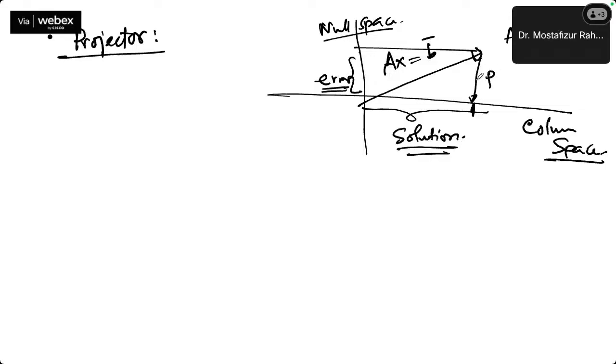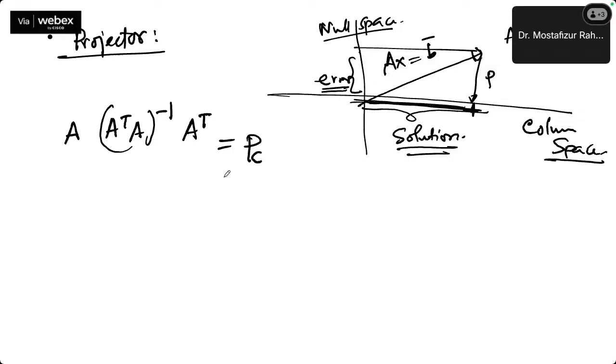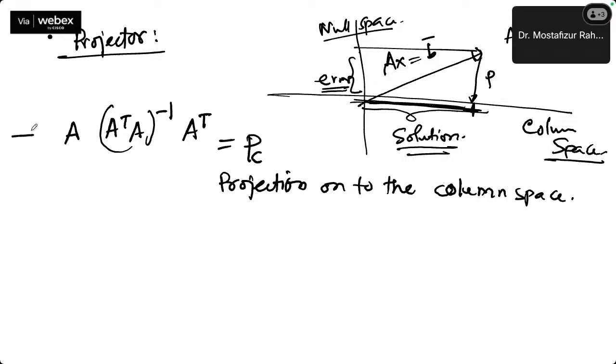So what shall I multiply with this such that I get this solution? For example, (A transpose A) whole inverse for the rectangular matrix times A transpose, right? This is my left inversion technique, and I pre-multiply with A. So this is basically a projector, P_C. It does the projection onto the column space.